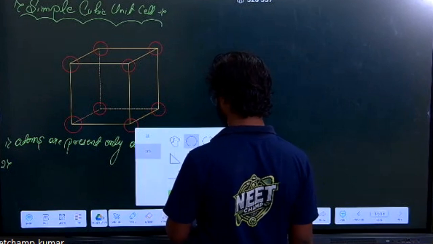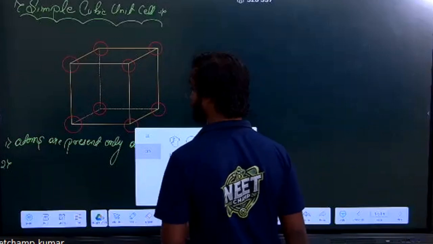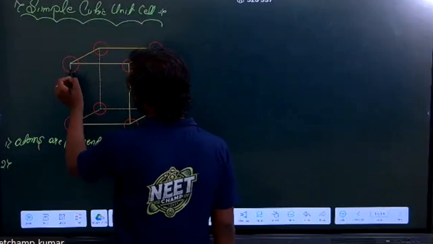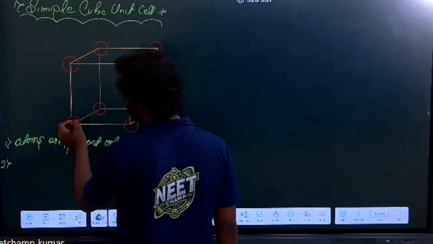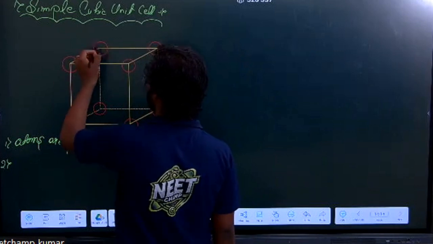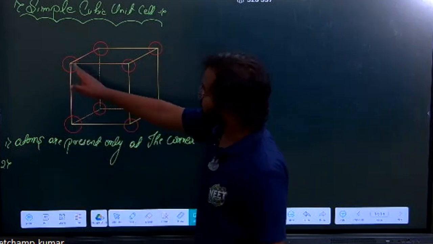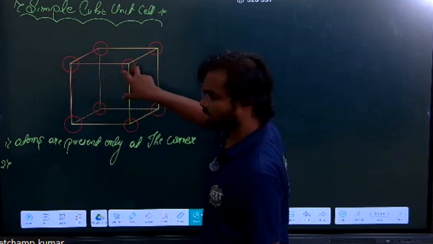Just try to understand very properly. Very slowly I am going. It's a slightly difficult part. This atom will touch this atom, will touch this atom, and will touch this atom also. So are you getting my point? It's like this one atom is touching these three different atoms.